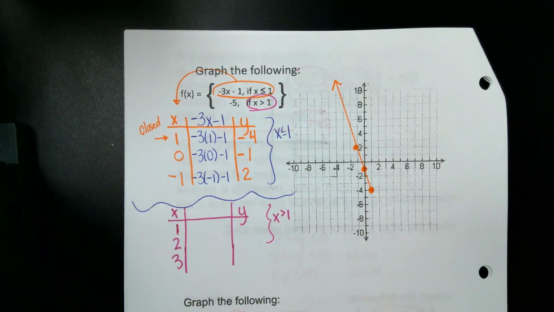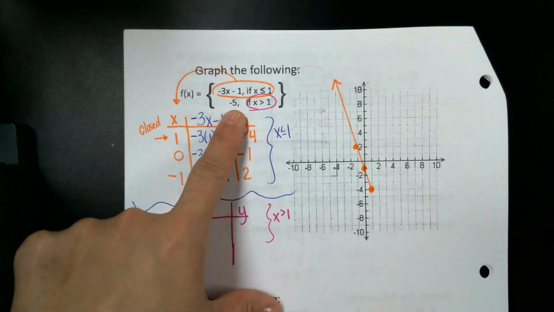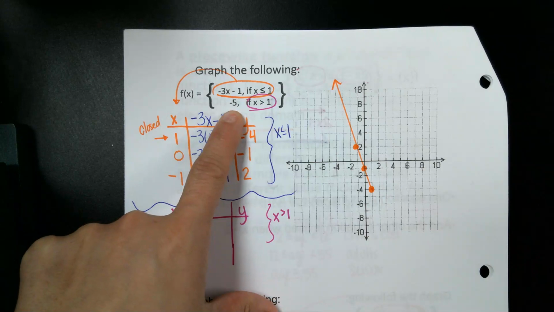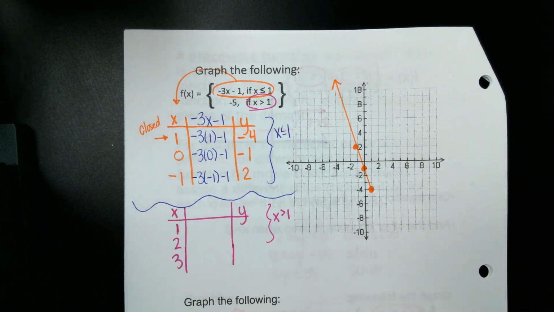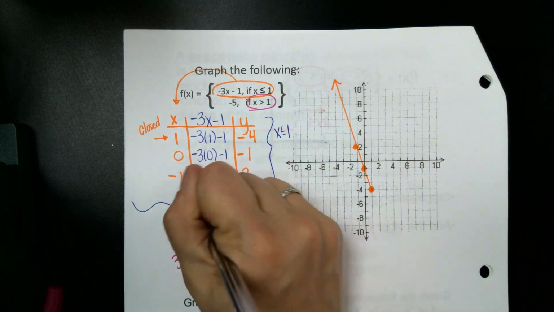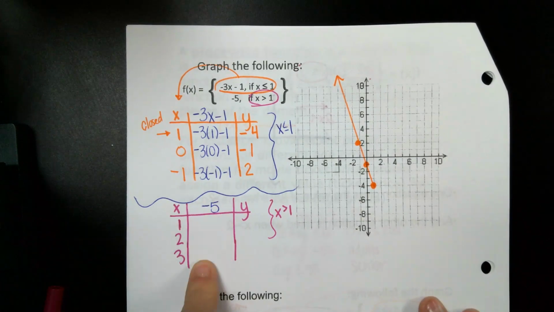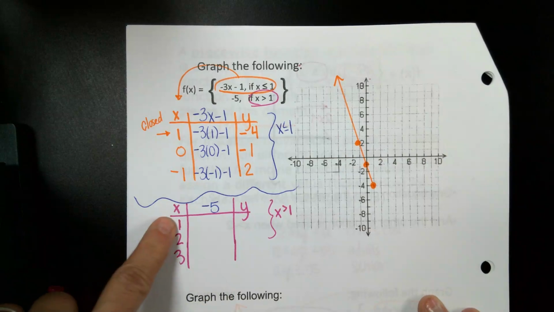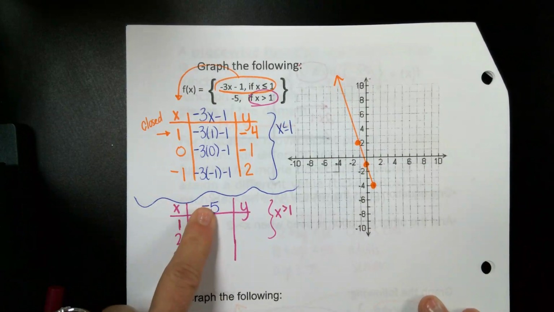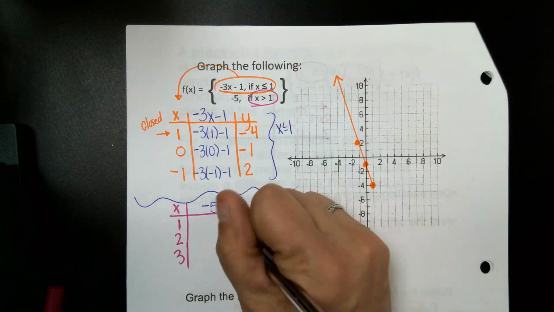Now this function's interesting. What does it say? -5. It just says -5. It doesn't even have an x involved, does it? This is 1 minus 5? No. If they're telling you that you're going to use a -5 for all of your x's greater than 1, there's no work to be shown here. There's no work. They're just telling you that no matter what your x is, the y is always just going to be -5.